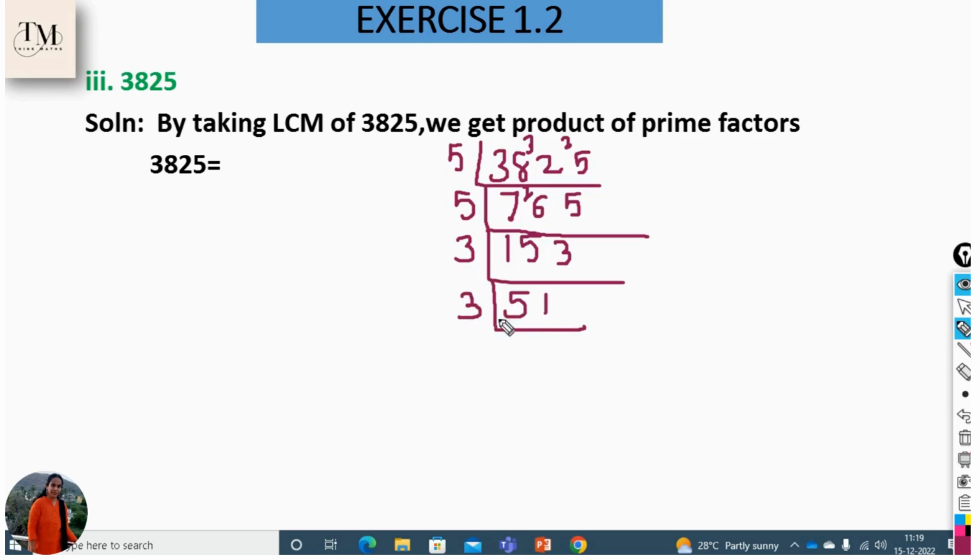51 is divisible by 3. So 1 3 is 3, balance will be 2. So 7 3s are 21. So 17 is the prime number. So we can stop here.